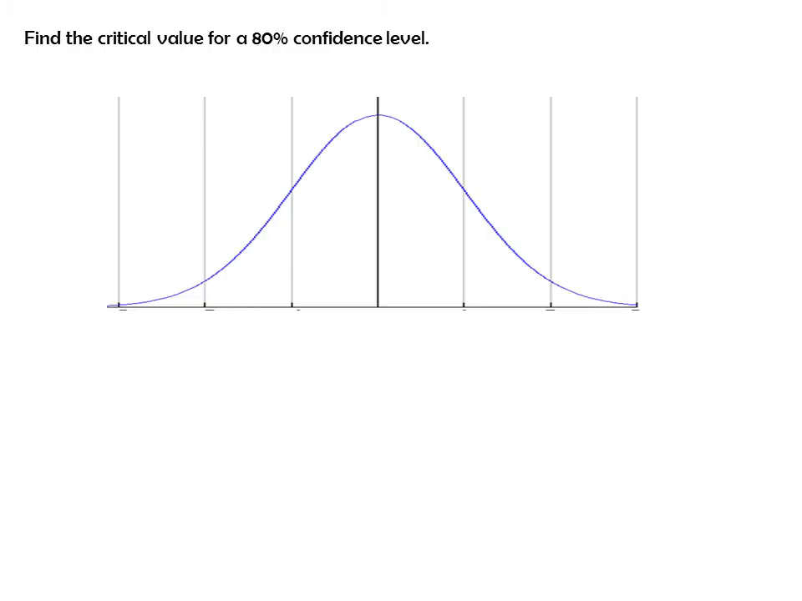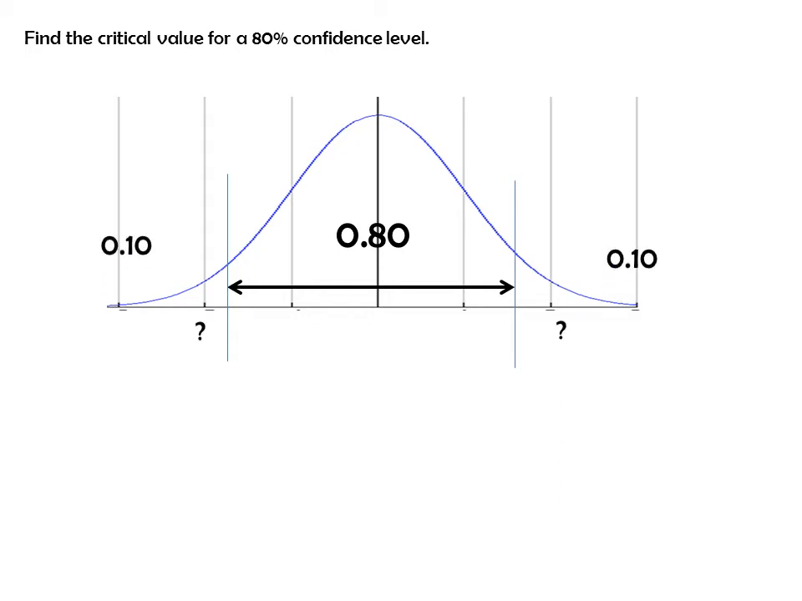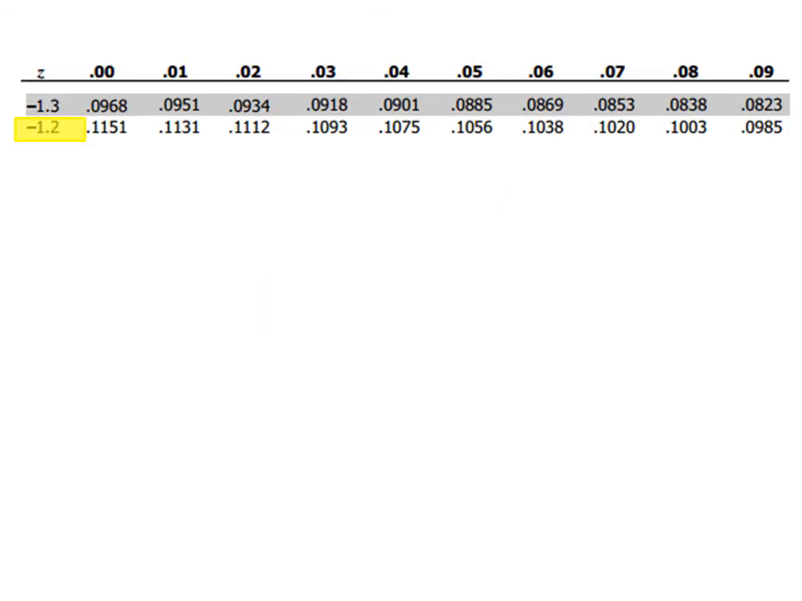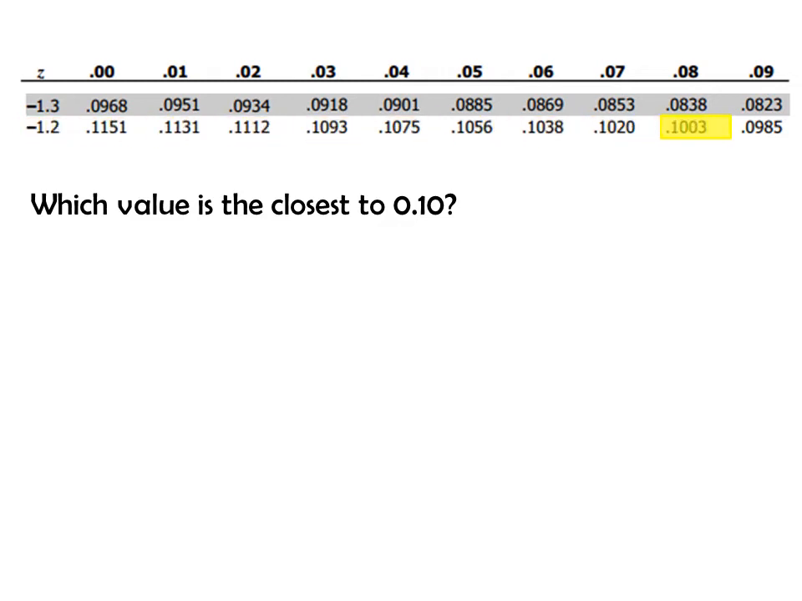Let's find the critical value for an 80% confidence level. So this time, imagine that 80% of our distribution is shaded, which leaves 20%, or 10% on each side. Since the area to the left of the critical value is 0.1, we're looking up the area in the z-score table to find the corresponding z-score. So, which value is closest to 0.10? 0.1003 is closer than any of those other areas. So, our critical value for this is going to be 1.28. Remember, we're using the absolute value of the critical value.